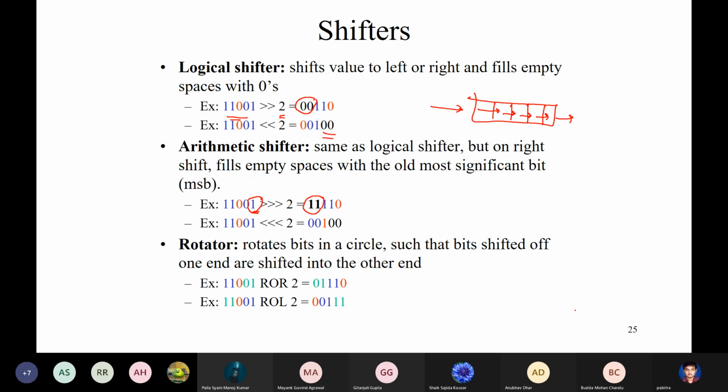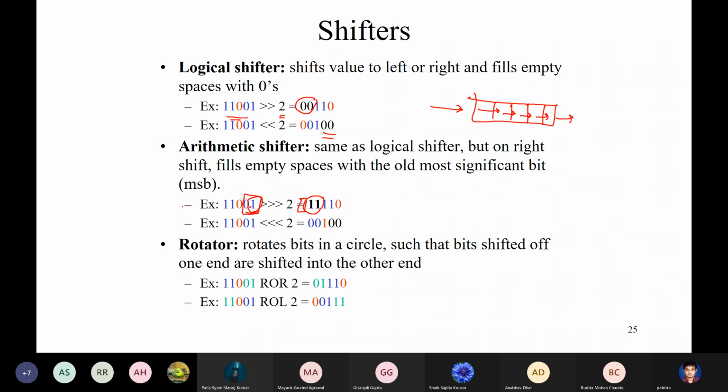Sir, could you please explain arithmetic shifters once again? Okay, so this is a right shift, 2 positions. What would happen in a normal right shift of 2 positions? These two would get lost. In a logical shift, these two would get lost, and the empty positions created on the left would be filled by 0.